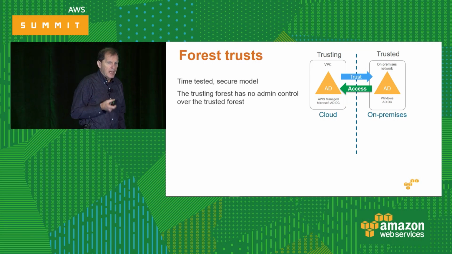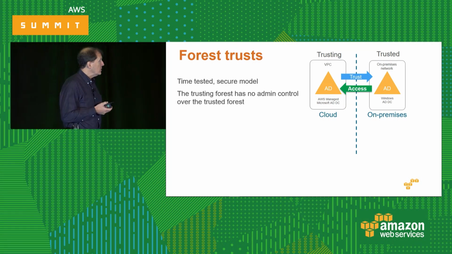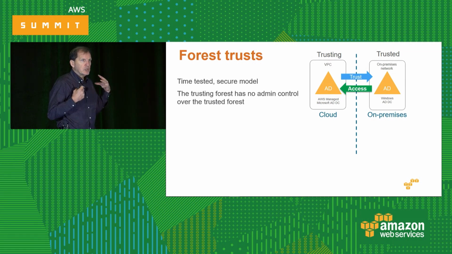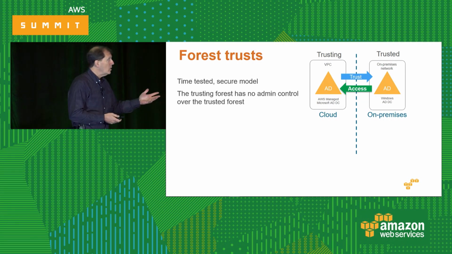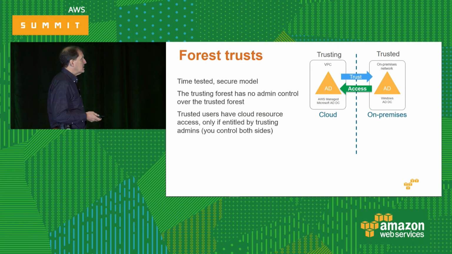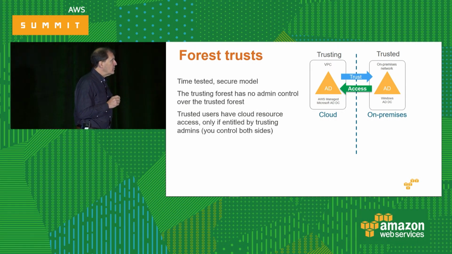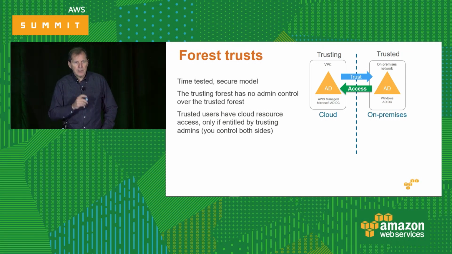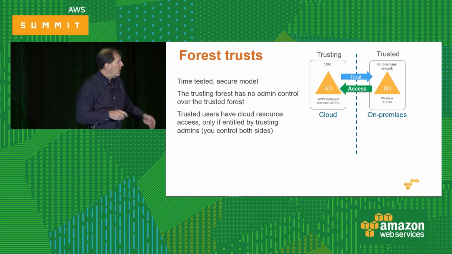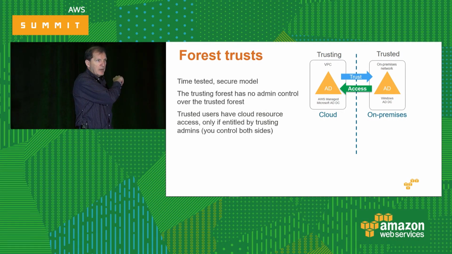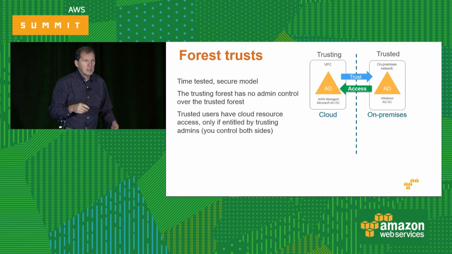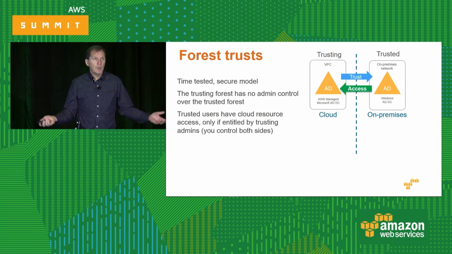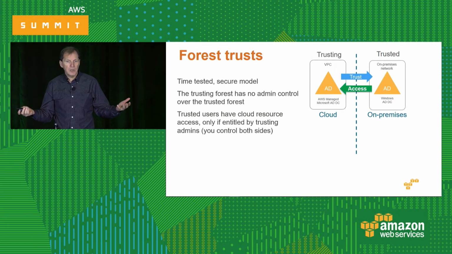The trusting forest has no administrative control over the trusted forest. It's trusting users that are coming from the trusted forest. It doesn't have any rights to go into the other trusted forest at all. The trusted users have access to the cloud resources only if they're entitled to by the trusting admins. So a user on the right side can't access a resource on the left side unless someone gave them permissions in the left side. And in the case of using managed AD, you get to control both sides. So you get full control over who does what there.